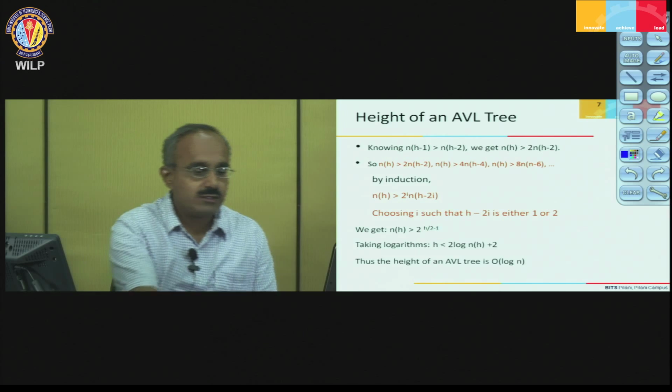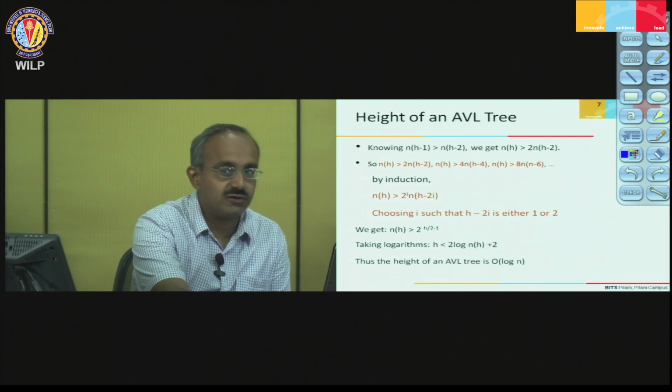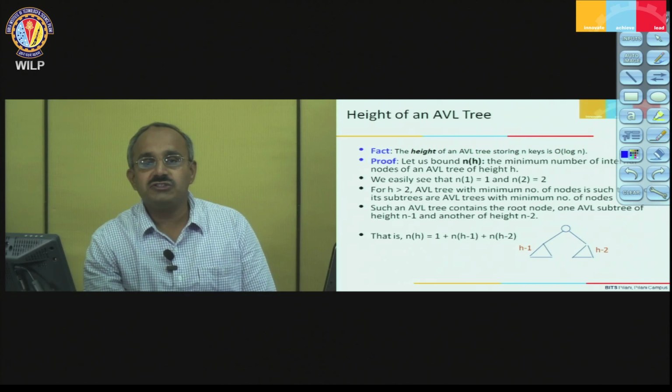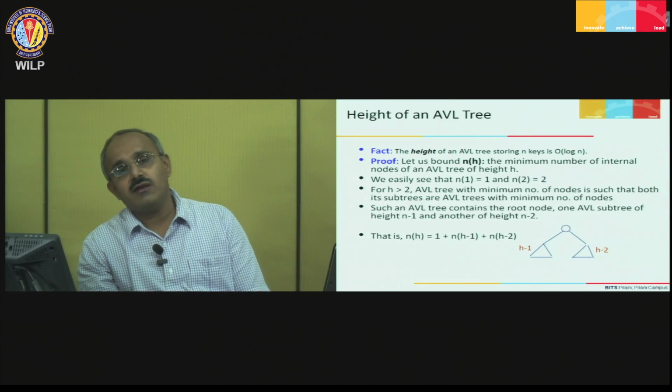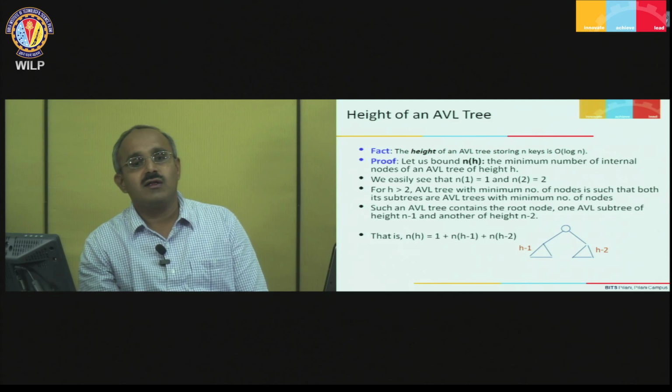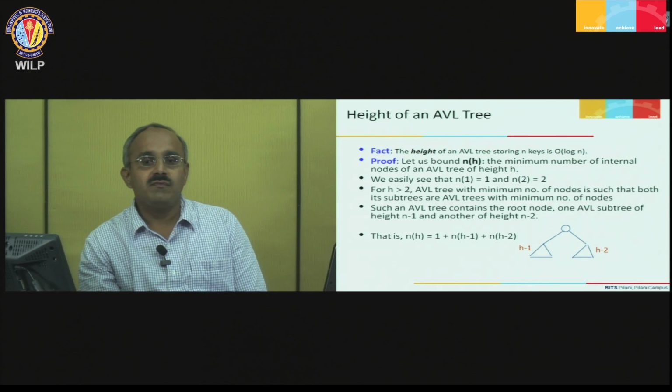Now, if you look at the relation, this is a recurrence relation. The number of nodes in an AVL tree of height h is expressed using the number of nodes in AVL trees of height h minus 1 and h minus 2.